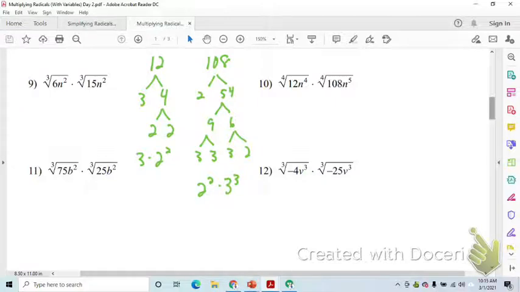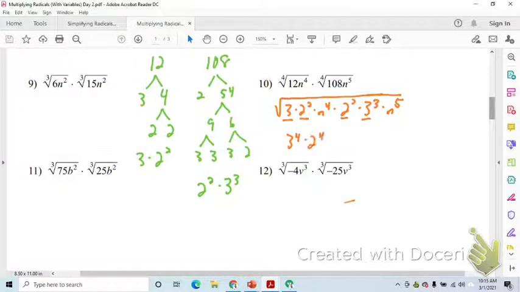So when I break these down, because I don't want to deal with the bigger numbers here, no thanks, I'm going to write it like that. So 12 is the same thing as 3 times 2 squared with an n to the 4th on it. 108 is the same thing as 2 squared times 3 to the 3rd with an n to the 5th with it. All right, so let's bank these real quick. 3 times 3 to the 3rd is going to be 3 to the 4th. 2 squared times 2 squared is 2 to the 4th. n to the 4th times n to the 5th is going to be n to the 9th. And this is still under the 4th root.